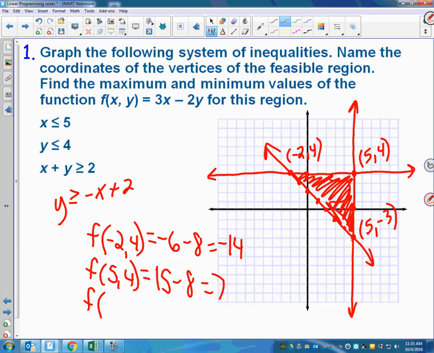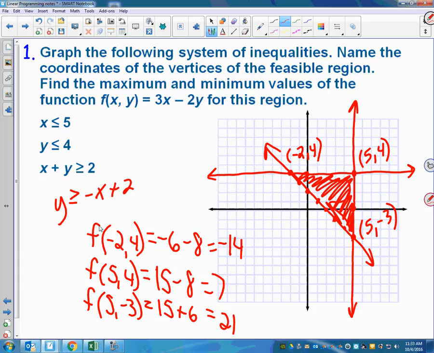And then I'm also going to check 5, -3. And when I plug 5 in there, I get 15. But now -2 times -3 gives me a +6. So that one gives me an answer of 21. I'm trying to find the max and the min. First of all, that's a bounded region, so I'm going to get both. The biggest number is my max, my smallest number is my min. And it's just these numbers here.